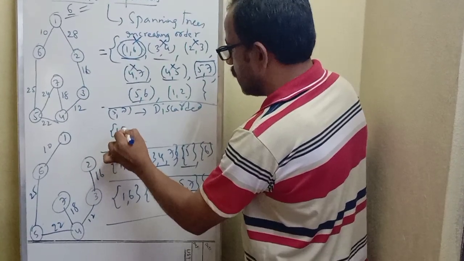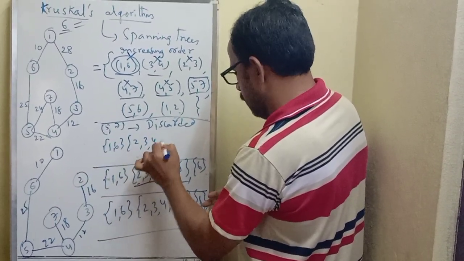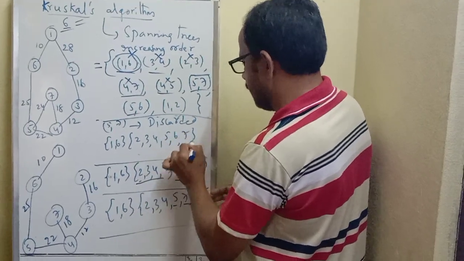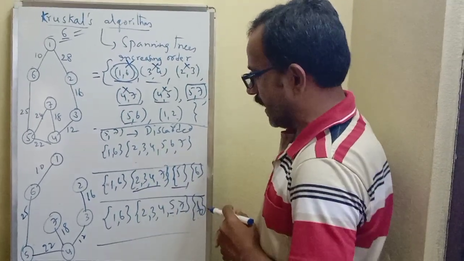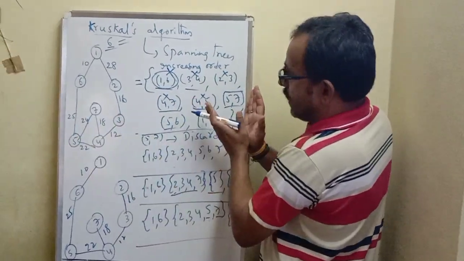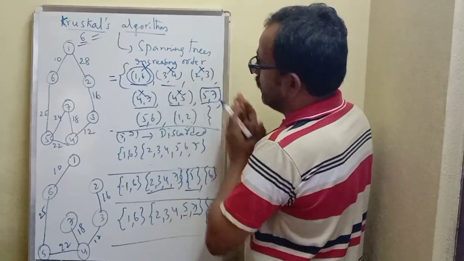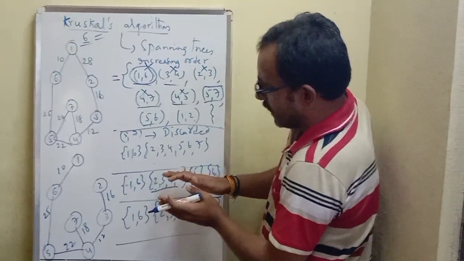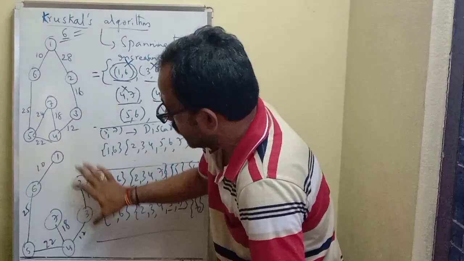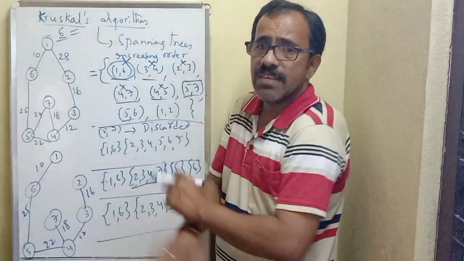The updated set is 1, 6 and 2, 3, 4, 5, 6, 7. Is it clear now? So this is the graph. From this we constructed all the edges in edge weight increasing order. Initially we took all these nodes as individual nodes without any connections between them. We call it a forest.